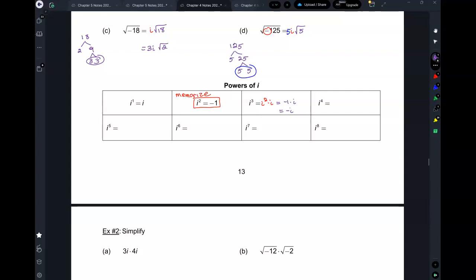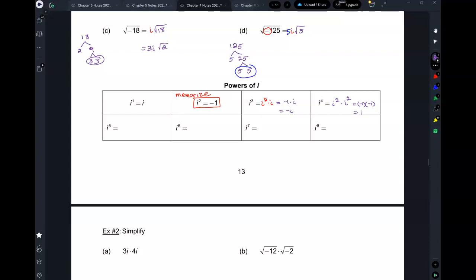Okay, i to the 4, how many i's are there? 4. We always split these up in terms of 2's. So I have i squared, that's a total of 4 i's, right? i squared is -1. The other i squared is -1. So together, this makes 1.